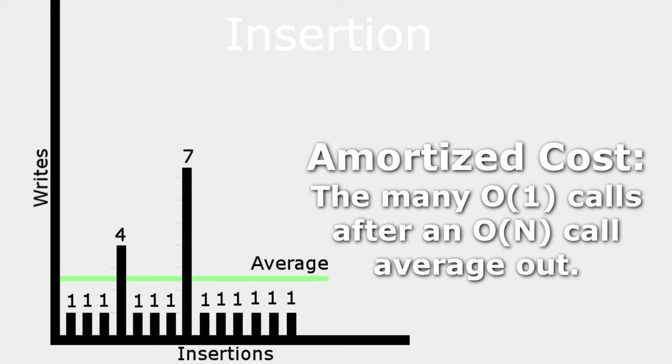If we average this out, we find that our algorithm will run pretty close to constant time, as shown by this graph. This is called amortized cost, meaning that every now and again you have to pay a lot, but over time it levels out.